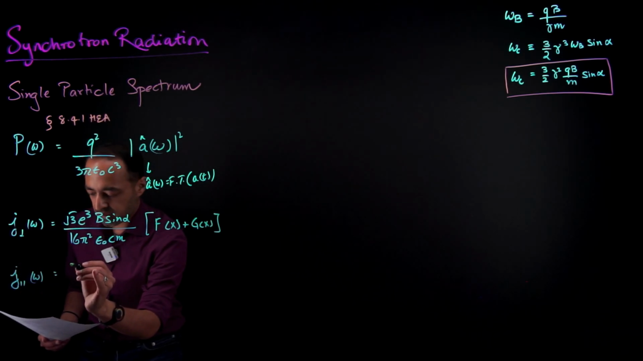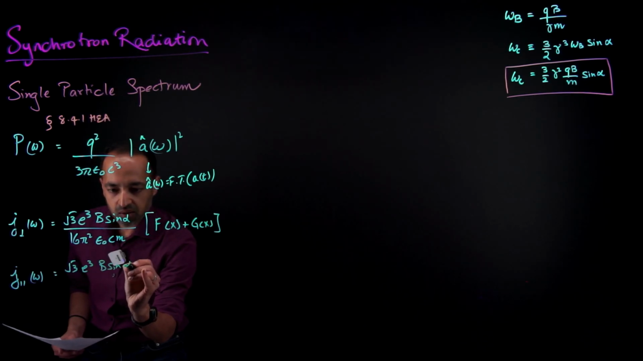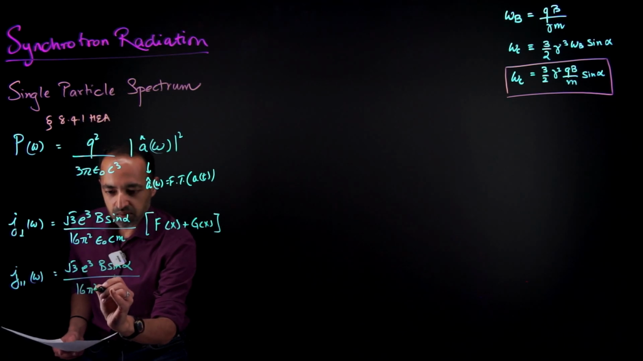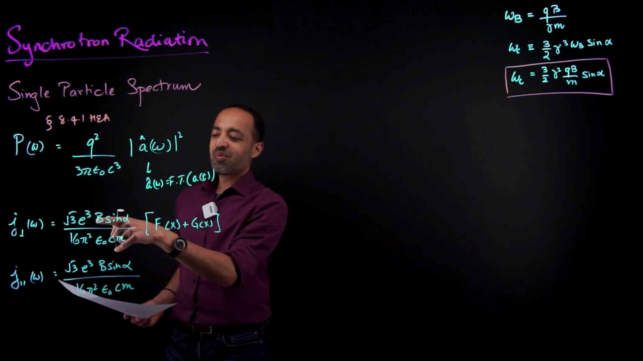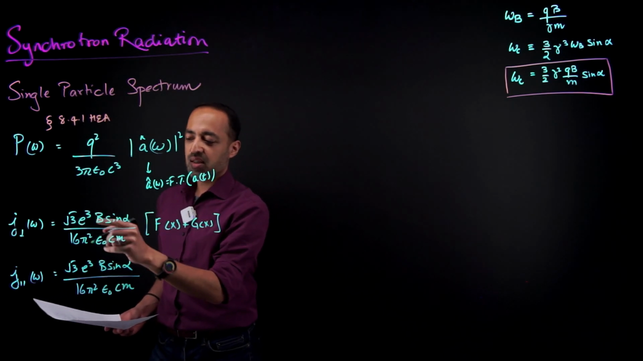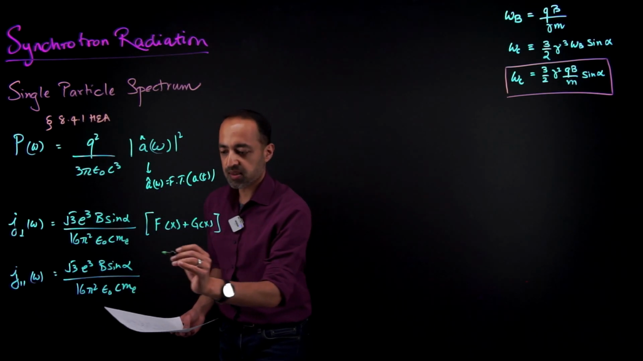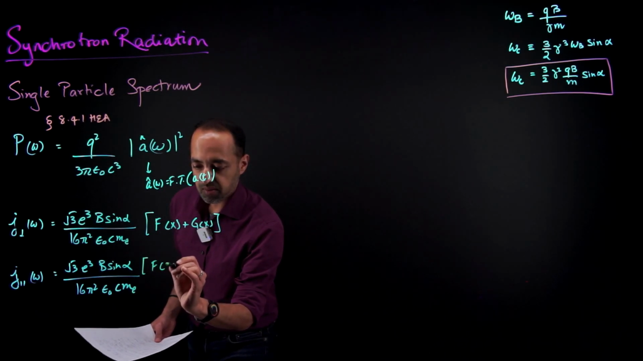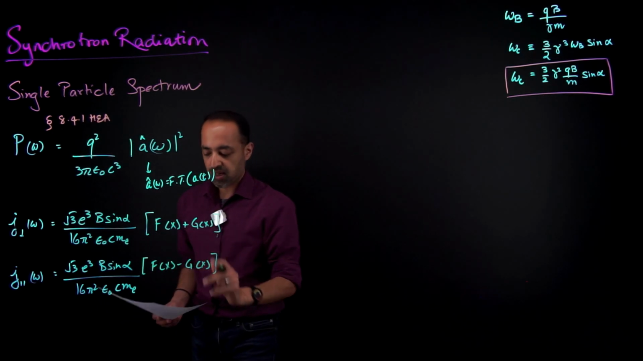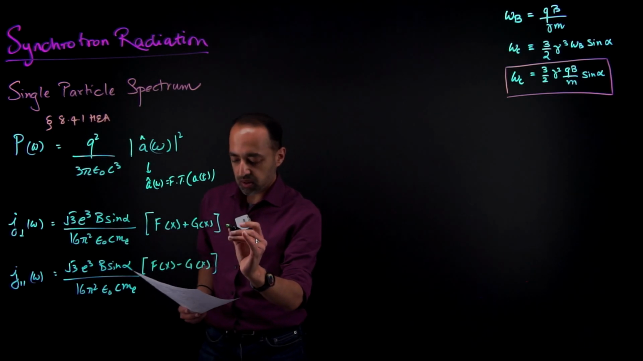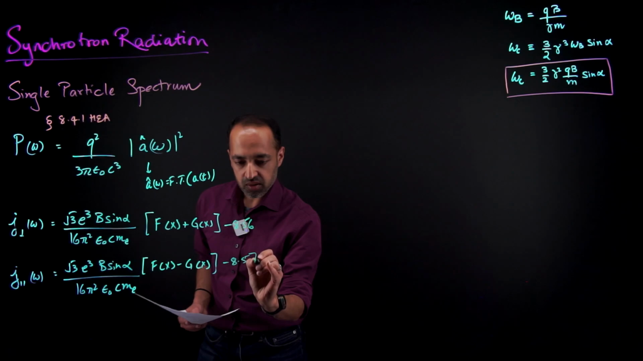It looks very similar. It has the same prefactor, root 3 e cubed B sine alpha over 16 pi squared epsilon naught c m. And I notice since we've already written e here, we're talking about electrons. So I'm going to put e's on the m's, because these are electron masses, F of x minus G of x. So the only difference between these two is the sign on this G. These are equations 8.56 and 8.57 of High Energy Astrophysics respectively.